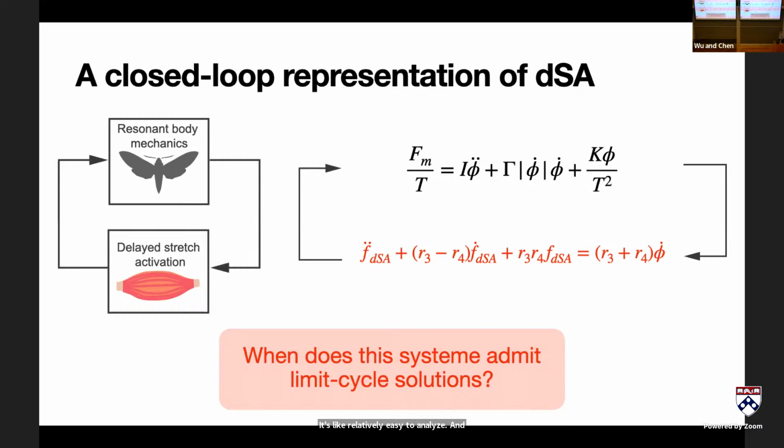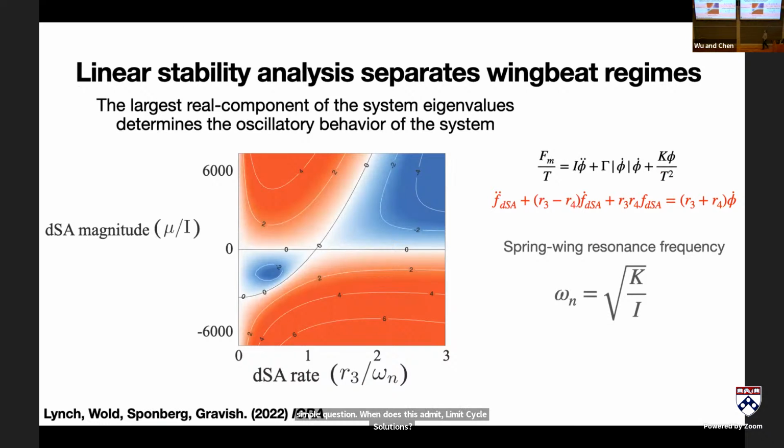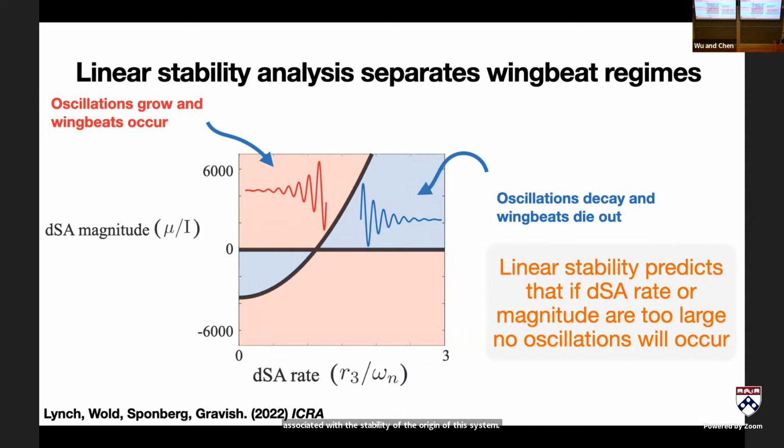And so we asked a simple question: when does this admit limit cycle solutions? And the control parameters in the system are just what is that rate of delay, which is captured by this R3 term here, and what is the magnitude of that response? How much does the muscle tension increase as you have a velocity input? And you see a very simple regime of stable and unstable oscillations here. This is just showing the magnitude of the eigenvalues associated with the stability of the origin of this system. And so red just means that the system is going to oscillate and generate a limit cycle. Blue means the system is not going to oscillate and wing beats are not going to emerge. And you can see then insects, and us as roboticists, now have a nice little control space where we can, by modulating either the time scale of the rate of delayed stretch activation or the magnitude of this tension response, cause a system to oscillate or not oscillate. We can turn on wing beats, we can turn them off.